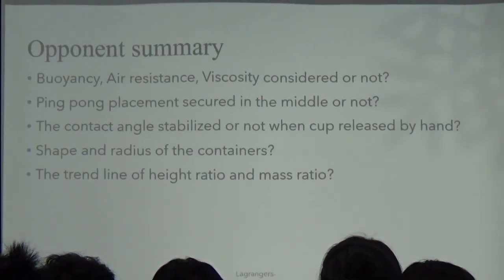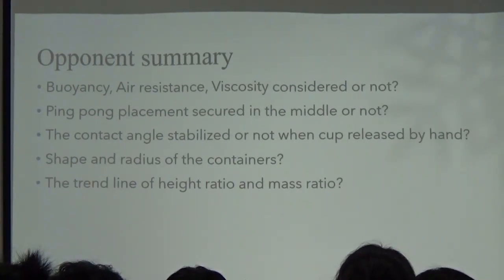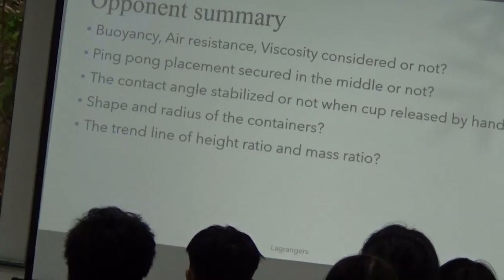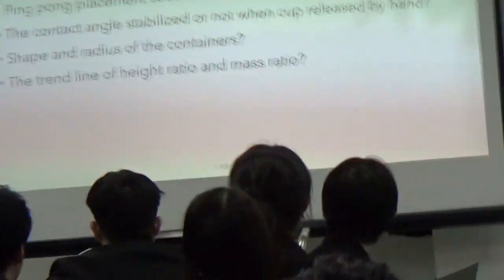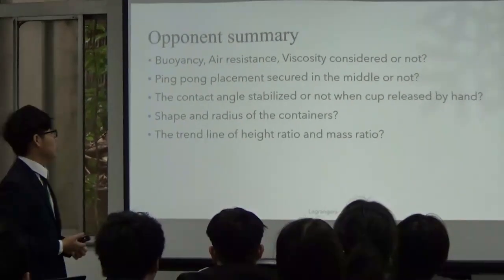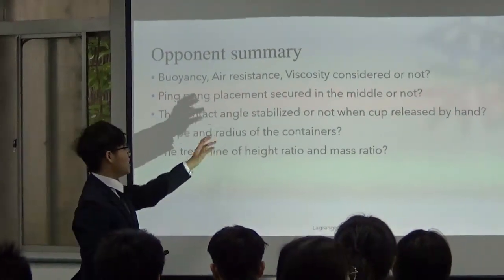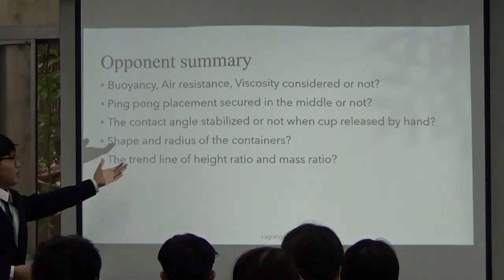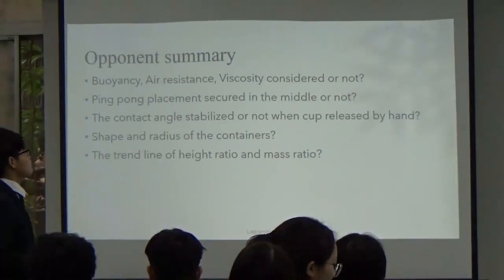Well, we try to make it secure in the middle, but however, this is a part of the deviation in our experiment. The contact angle, stabilized by what? This is stabilized by the cylindrical tube when the ball is falling. And the shape and radius of containers will certainly affect experimental results. And the trend line will have a convergence between height ratio and mass ratio.